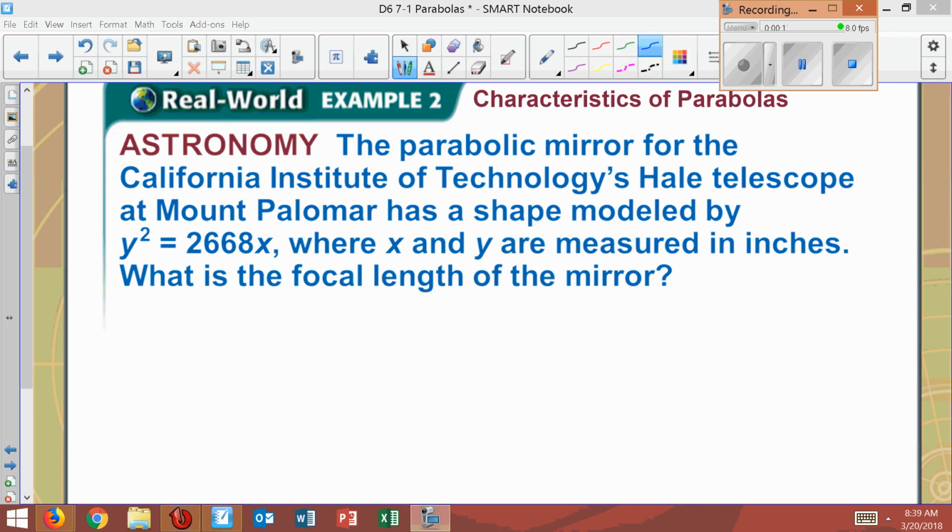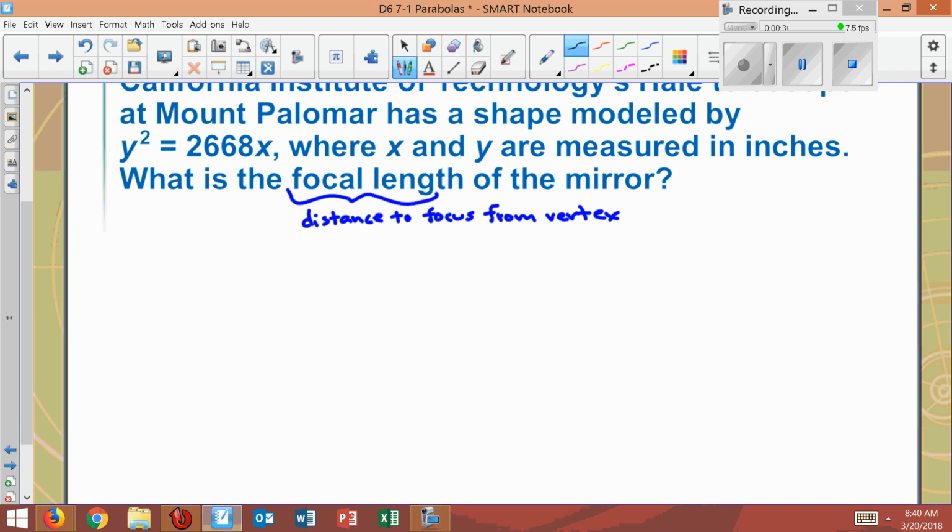Now, this focal length can be used two ways, but we'll consider it here as being the distance to the focus from the vertex. That's how we'll think of it here, and then I'll give a second thought about it as well. And so here's what you need to determine.